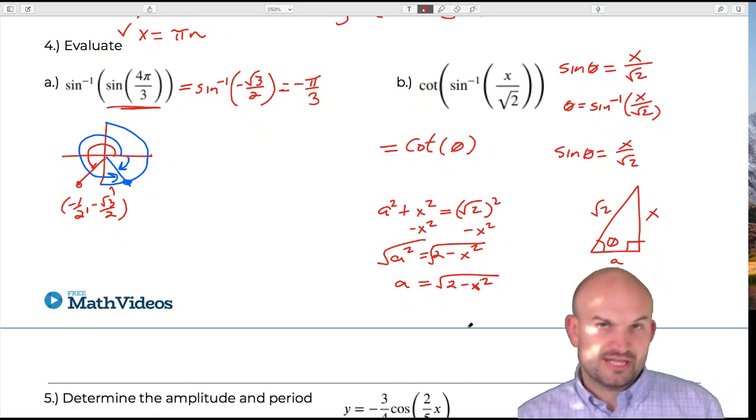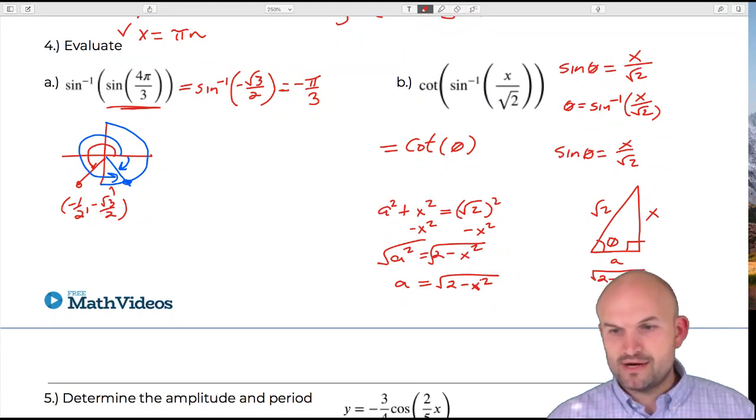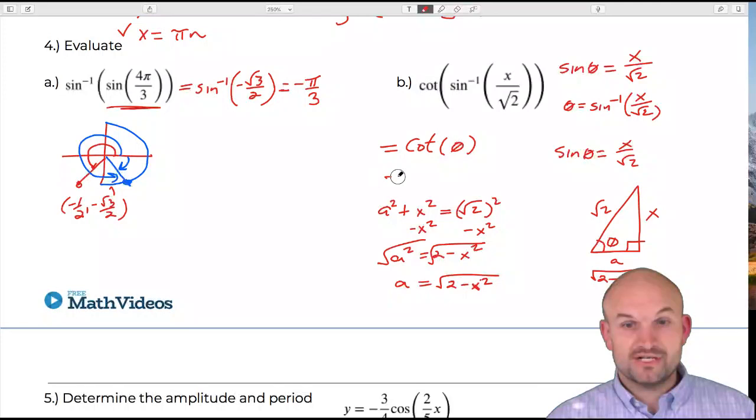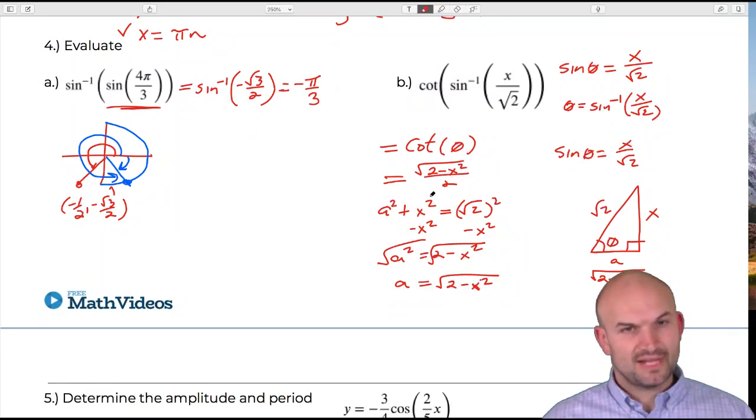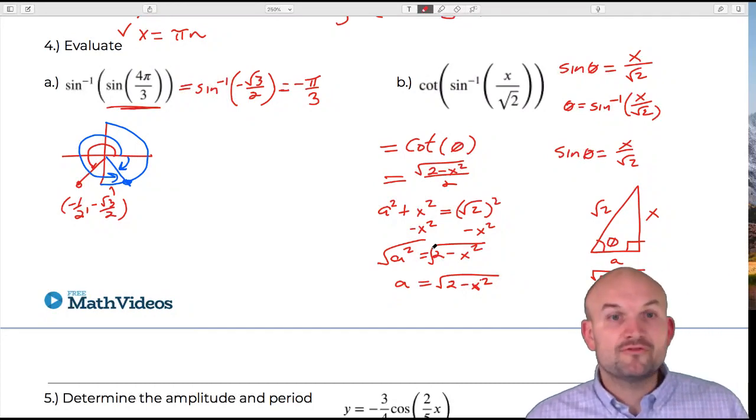So therefore, that's why we're only using the positive version. And so a is equivalent to 2 minus x squared. Now my final answer is again my adjacent over my opposite, so it's going to be 2 minus x squared all over 2. There you go. All right, so that was the free response portion for my students.